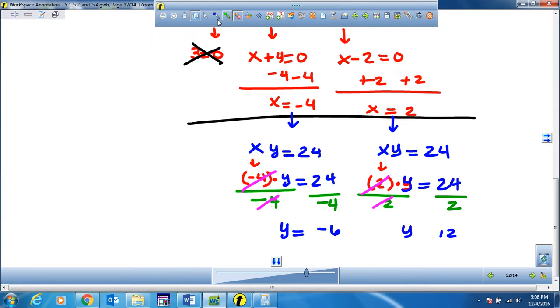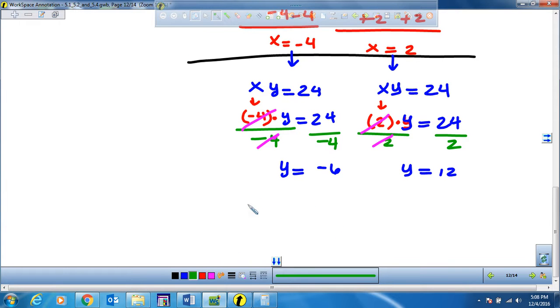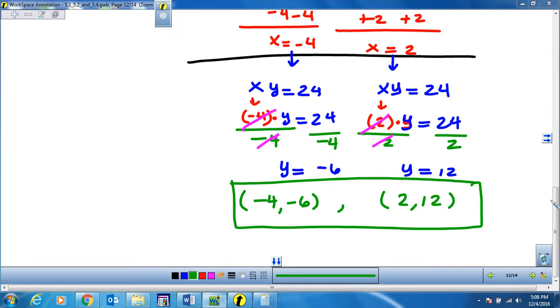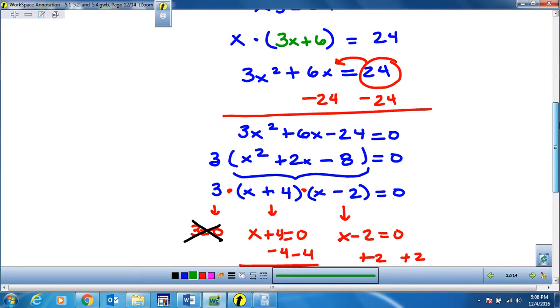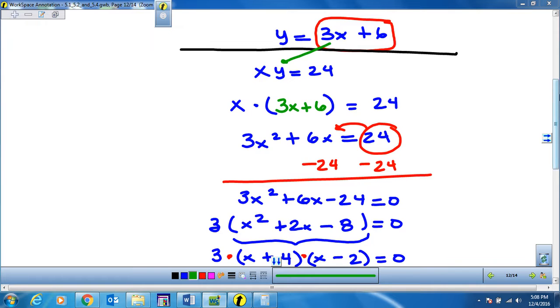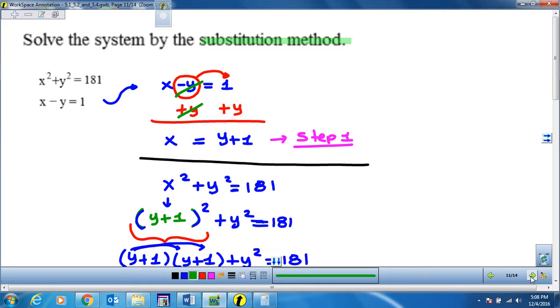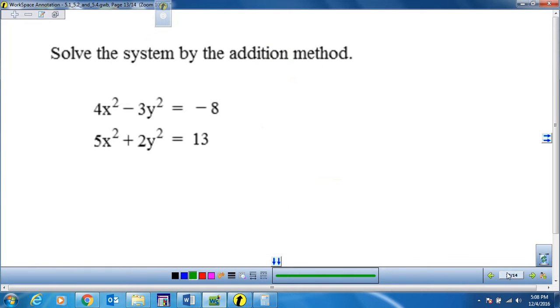So what are the two pairs? They are going to be negative 4, comma, negative 6, and the other one is going to be 2, comma, 12. Those are the two solutions. Okay. So this problem was a substitution problem with nonlinears as well as this one. Let's look at the next one.